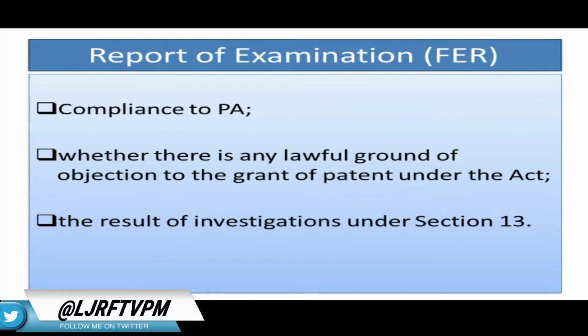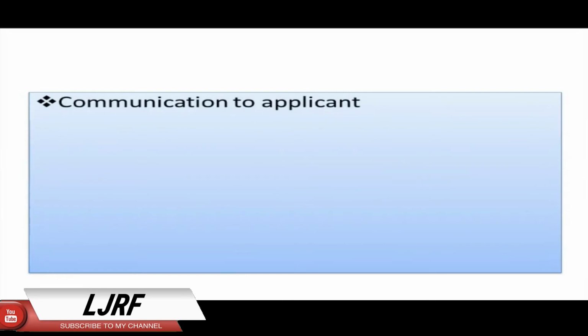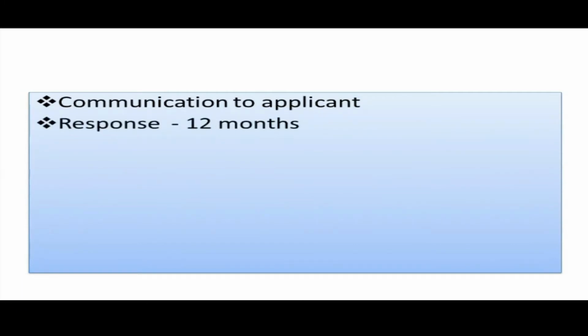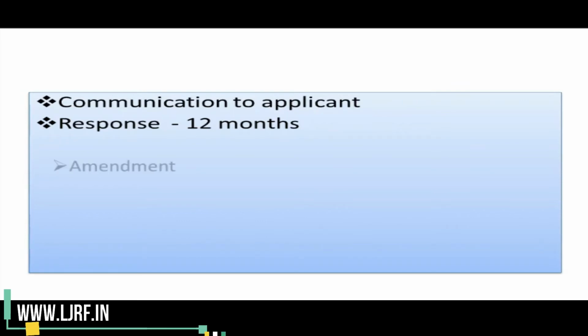All these will be examined, and it will be communicated to the applicant. So once the examination report is out, it will be communicated to the applicant, and the applicant will have a period of as much as 12 months, which can be extended in some cases, but usually it is a 12-month period, to respond to this objection if it's there.